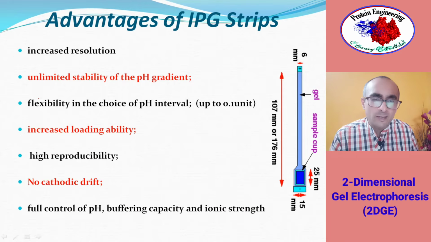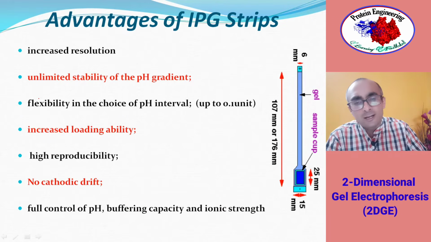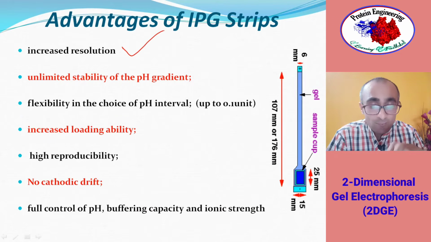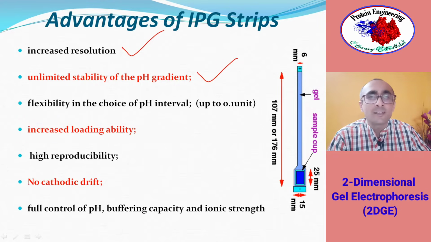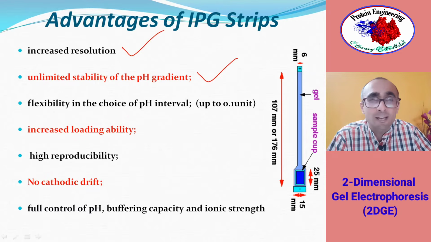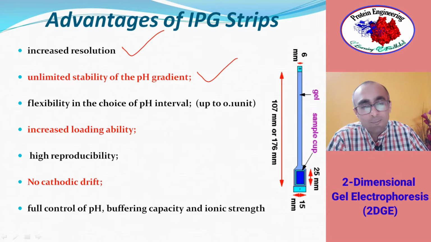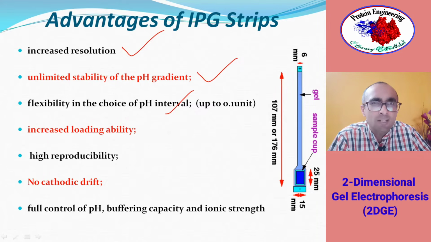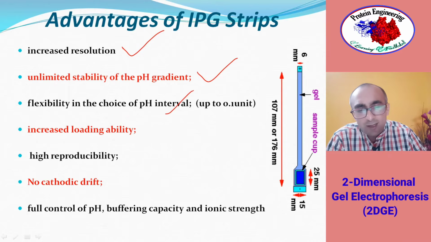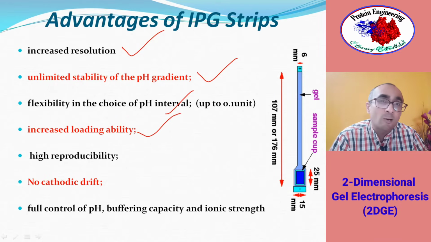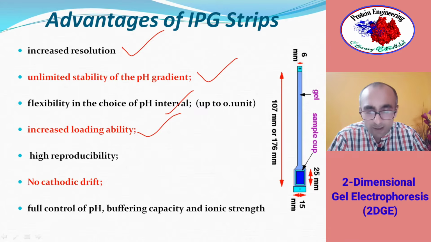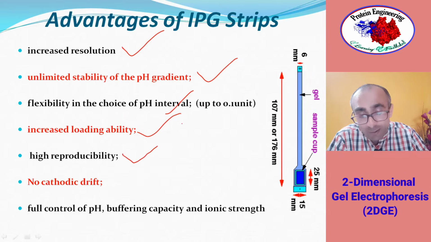They have many advantages over carrier ampholytes, like they give better resolution in 2DG. They have unlimited stability of the pH gradient. In carrier ampholytes, if you run isoelectric focusing for a longer period of time, eventually there is a disruption of the pH gradient, and that does not happen in the case of IPG strips. In IPG strips, you have flexibility in the choice of pH interval. You can choose as per your requirement. You have high loading capacity. You can load a very high amount of sample in an IPG strip. Their reproducibility is also high.